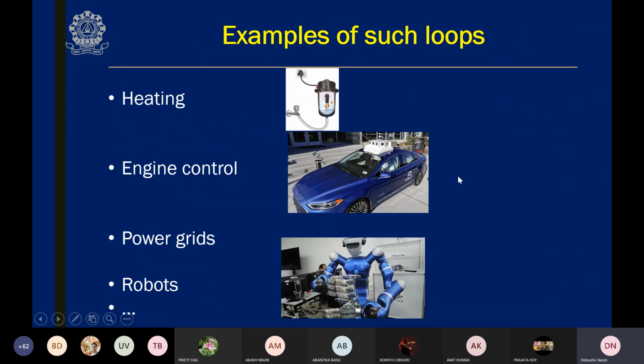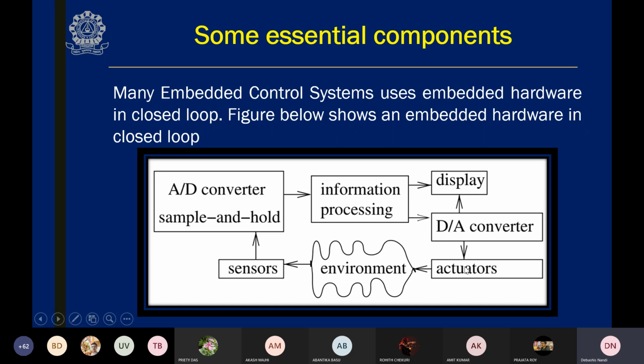Okay, and here the actuators will be actuated by the output of the DA converter, and then they will influence the parameters of the environment. So this is one kind of closed loop automatic control system that can be realized by using embedded hardware design. Okay, so these are the basic blocks or basic elements which are mostly required in designing embedded systems.